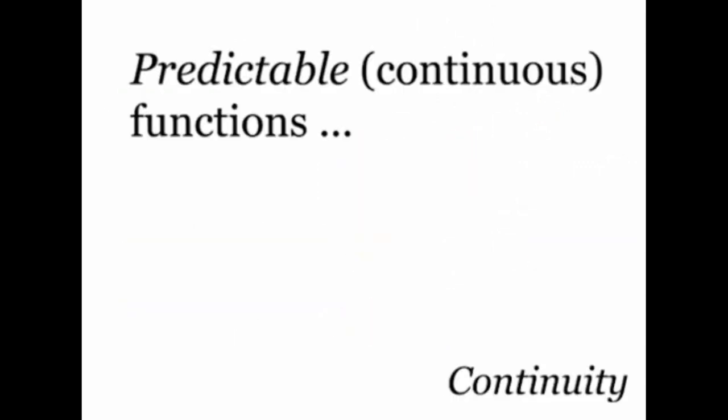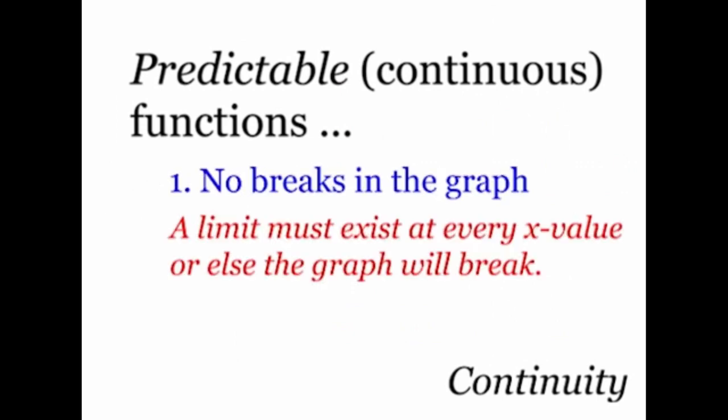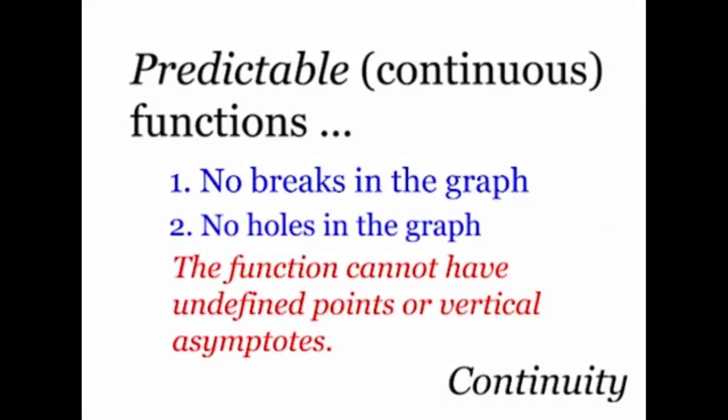So, continuous functions are predictable. But what does that mean? Well, it means two big things. One, no breaks. Well, we already know that breaks occur in functions when no limit exists there. Therefore, for a function to be continuous, it must have a limit at every x in its domain. Secondly, no holes. Continuous functions must be defined everywhere in their domain.